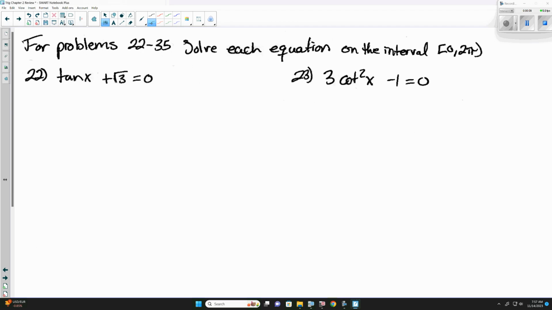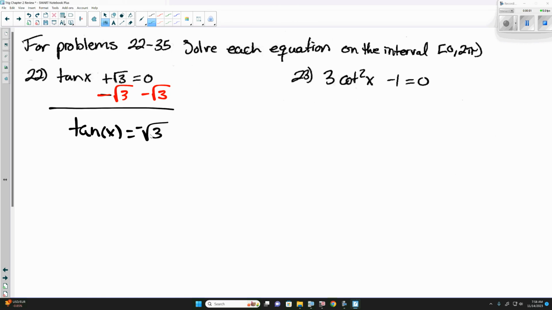So, tangent of x. Do you have a question on 22 or 23? With any of these, for these two specifically, we want to get it equal to 0. So here, subtract square root of 3. Because we want to get the trig function, in this case tangent, equal to everything else. Because there's only one term here, it's tangent. We want to get it by itself.